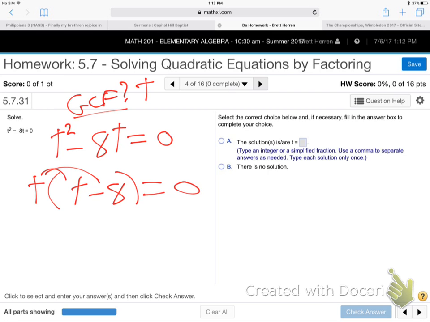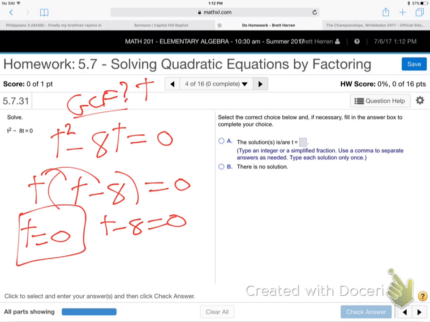Good? Now, if there was no equal sign, I'd be done. Just stop, good, got it, done. But because we do have an equal sign, we keep going. The t alone equals 0, or the t minus 8 equals 0. Is that good? This one's done. That's one of my answers.